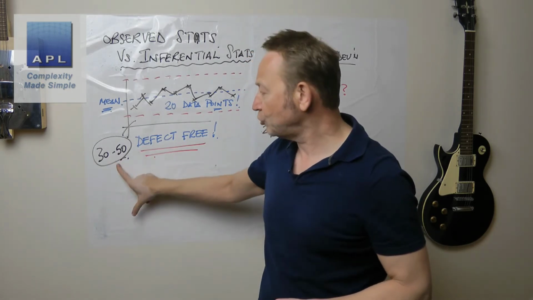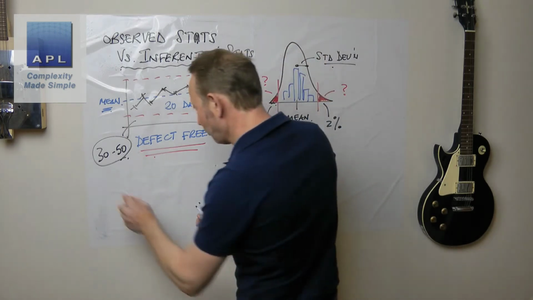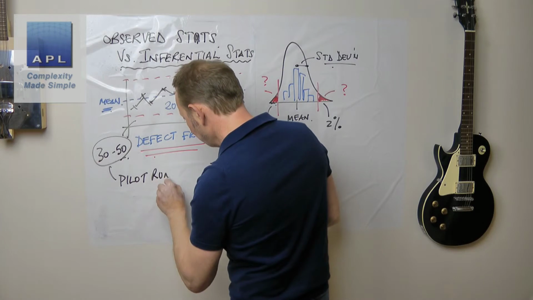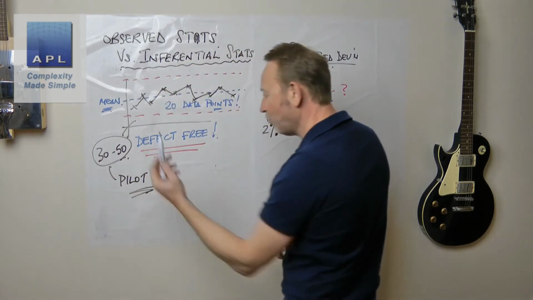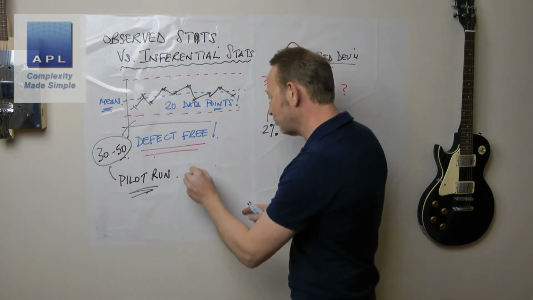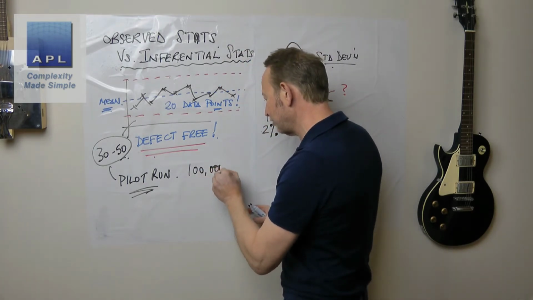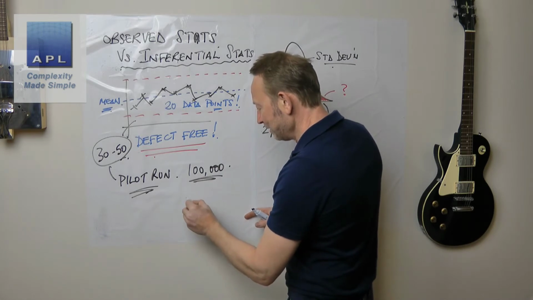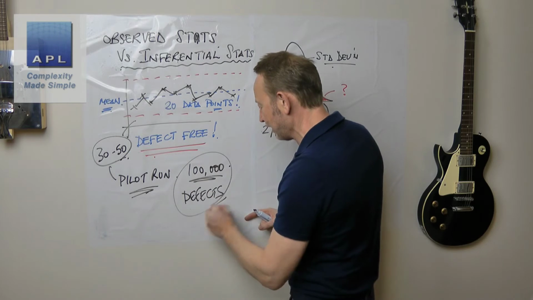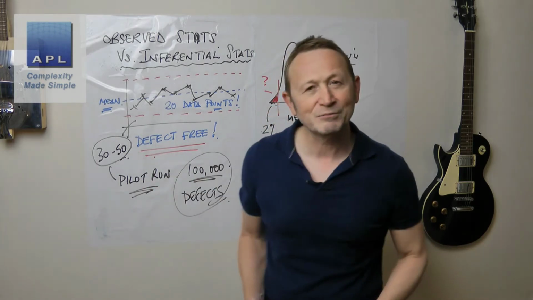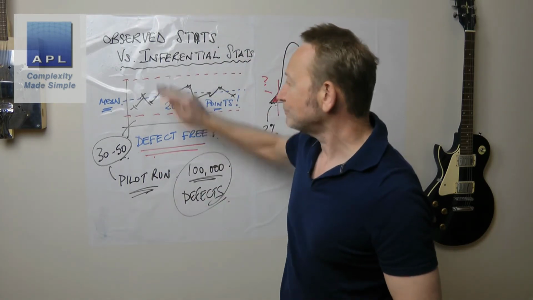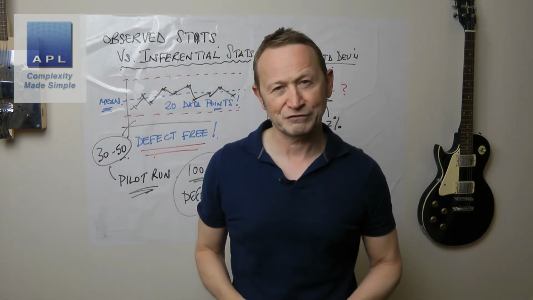Don't forget, this is cheap here. At this point, this pilot run. You want to do a pilot run. How many pieces do you want? 30 to 50. That's cheap because you are about to make 100,000 and you are potentially going to make piles and piles of defects. Don't you want to just get a little bit of data to make sure you don't make that mistake? And that's what inferential statistics are for.